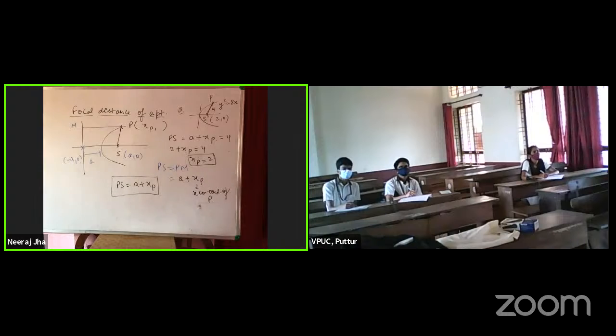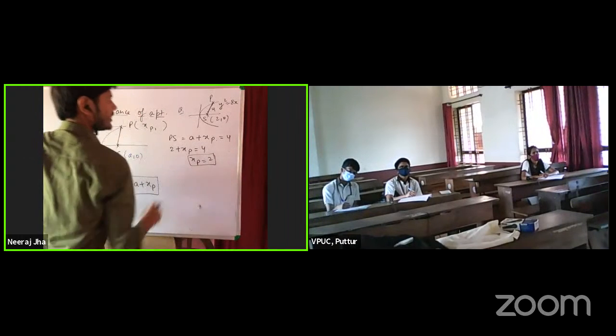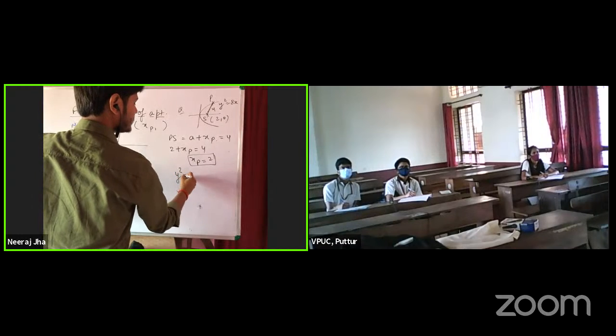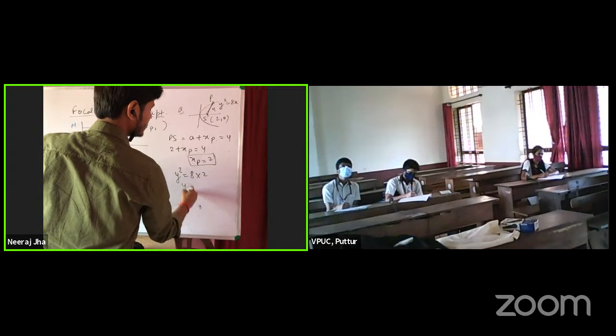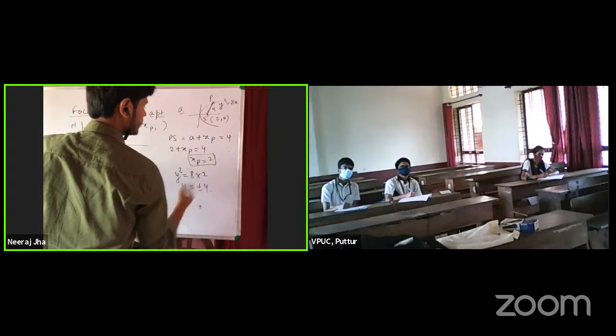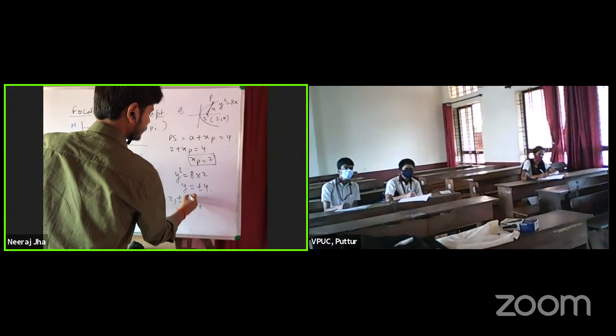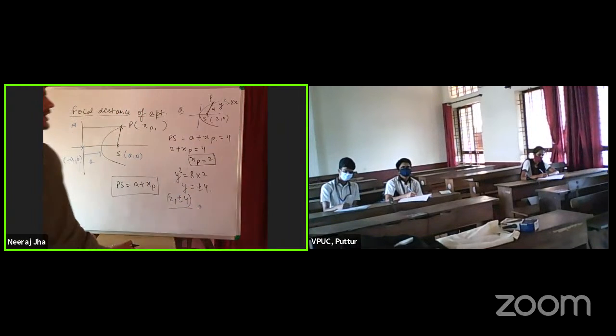If the x coordinate is known, put x is equal to 2 in the equation. So y square is equal to 8 into 2, 8 twos are 16, hence y is equal to plus minus 4. If you put the x coordinate in the equation, we get the corresponding value of y. So the points are 2 comma plus minus 4. These 2 points will be at a distance of 4 units from the focus.